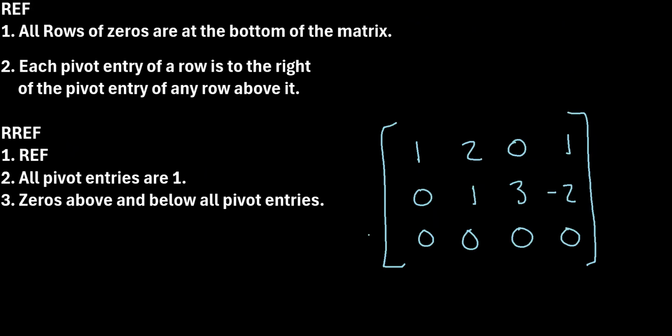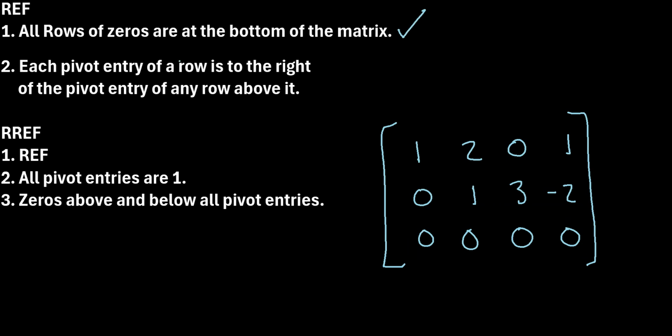Let's check out another example. Let's say we have the following matrix. Is this in reduced row echelon form? Well, let's run through the criteria. The first is all rows of zeros are at the bottom of the matrix. So we can see that there is one row of zeros right here, and it is at the very bottom of the matrix. So that criteria is met.